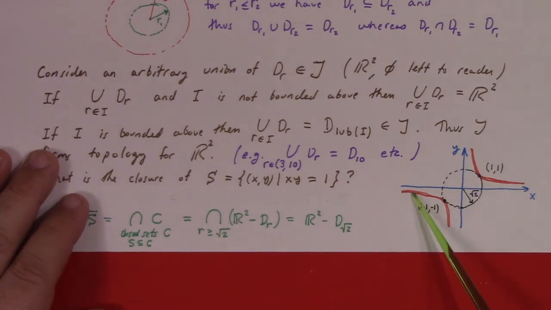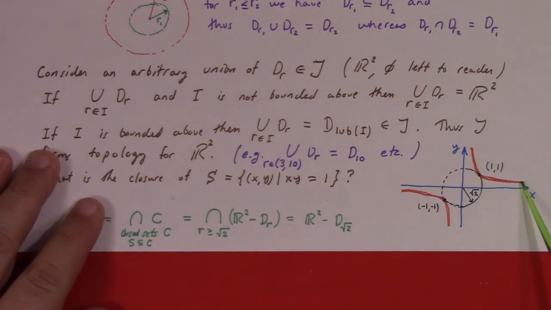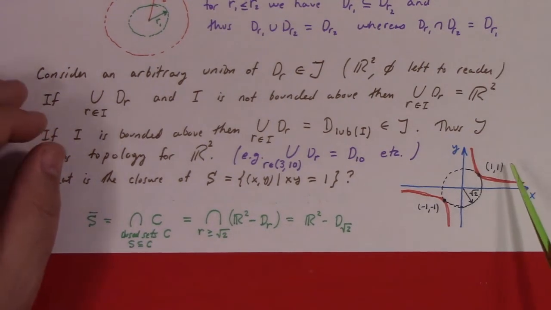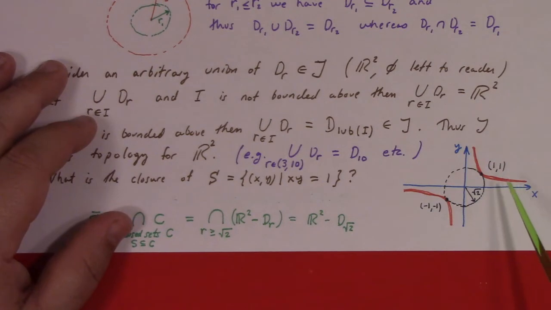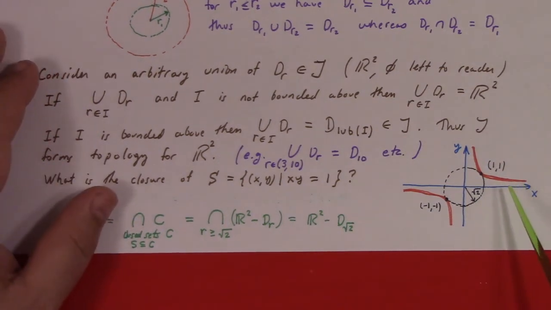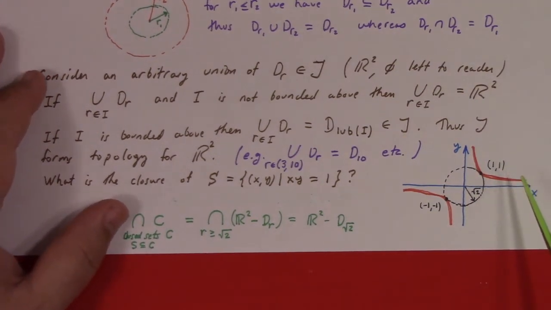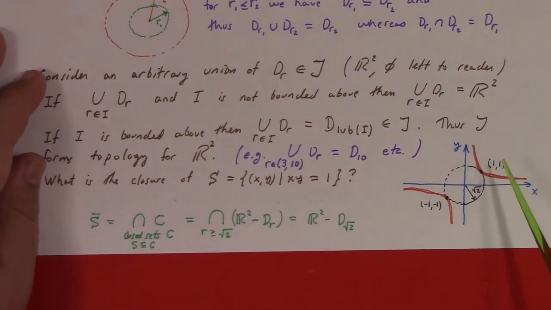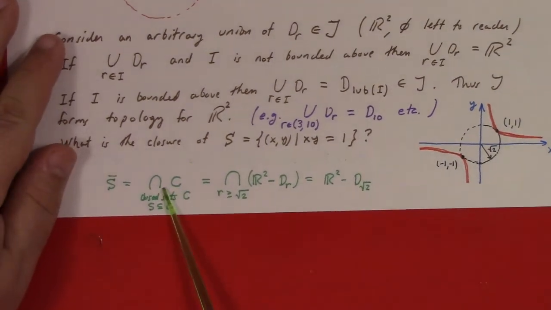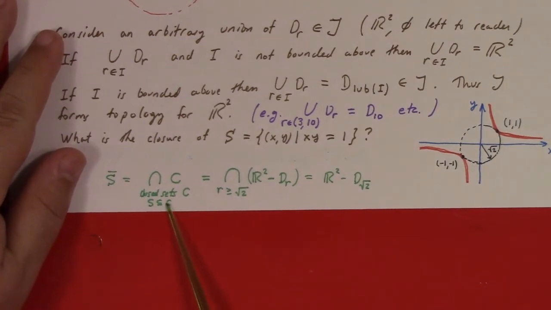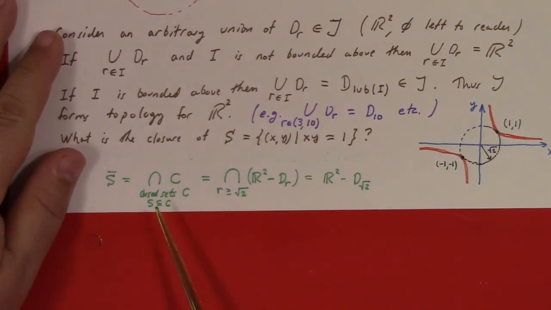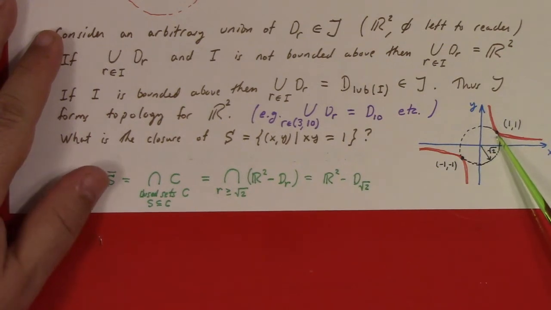The closure. So I thought the closure was just the curve again. In the Euclidean topology, the closure of the hyperbola would just be the hyperbola again, because it's a closed set. This curve is a closed set in the Euclidean topology, but it is certainly not in the topology of example 7. So the question is, if you look at the intersection of all closed sets which contain the hyperbola, well, what's a closed set? A closed set is one whose complement is open.